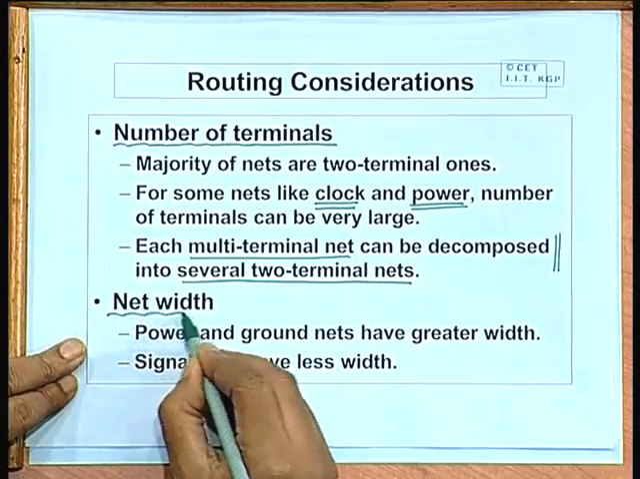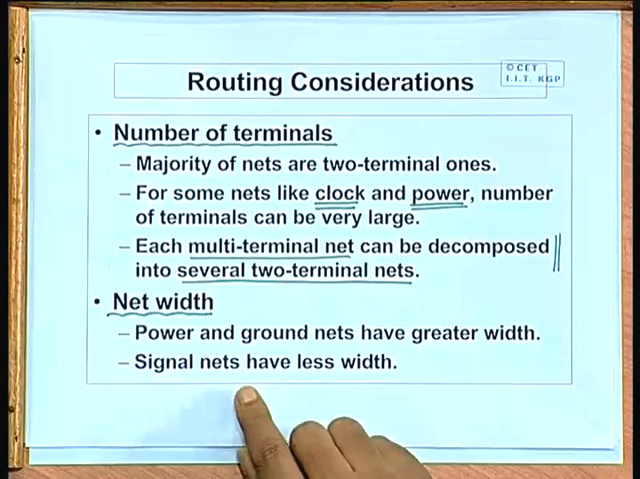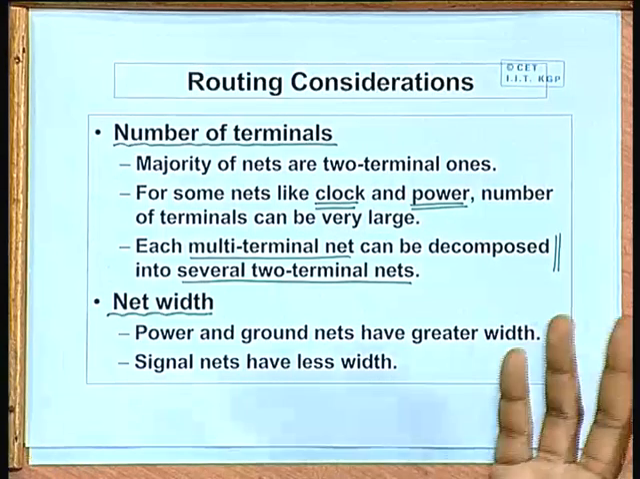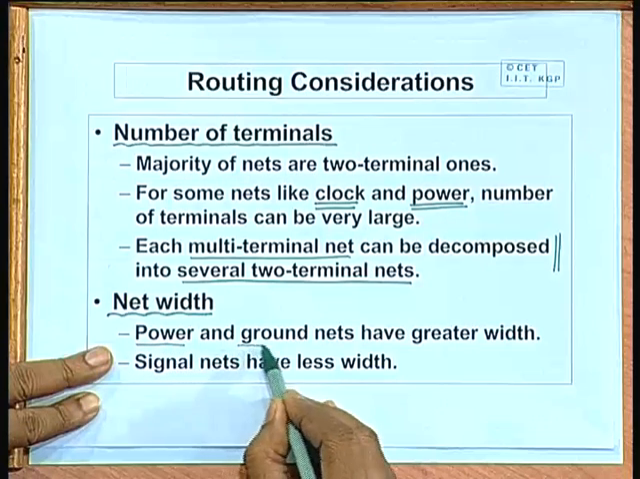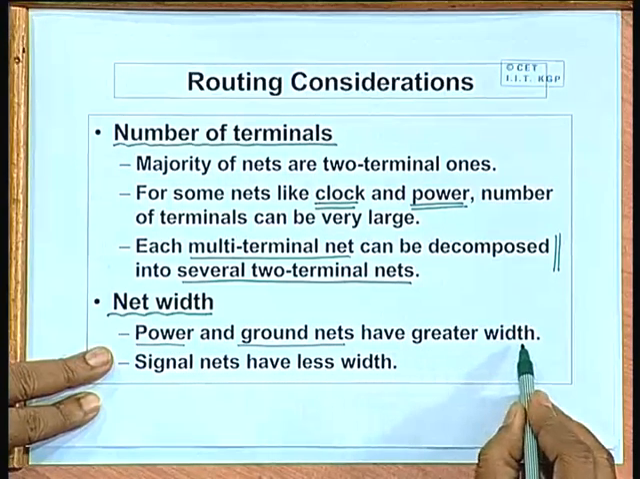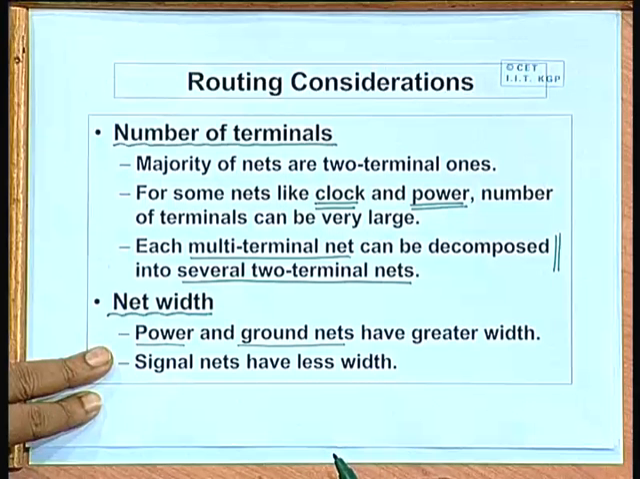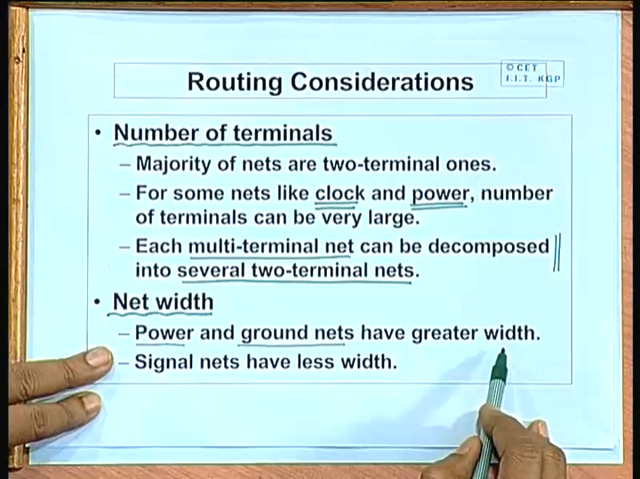The second issue is regarding net width. We had mentioned in the last class that for high performance circuits, some of the signal lines may be wider than the others, but we are not considering that issue right now. Even without those constraints, normally the power and the ground nets have greater width as compared to signal nets, because they will have to carry more current. But the width of the power and ground nets need not be uniform all throughout the chip.